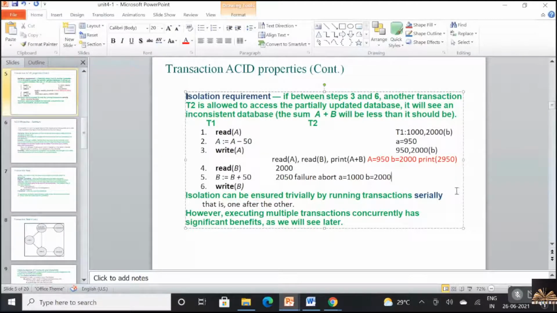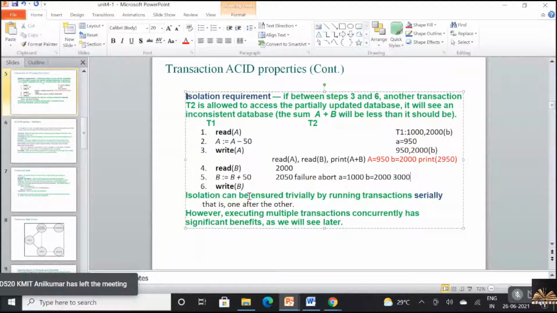Now, what is the value of A plus B over here? It is 3000. What is the value that was printed? 2950. So there is a problem if I accept the values of a partially committed transaction. So I have to ensure that whenever there are transactions running in parallel, they should be made serial so that there is no loss of information.